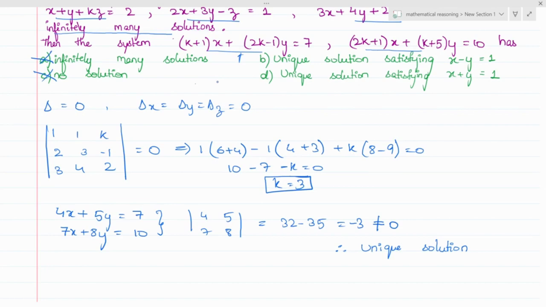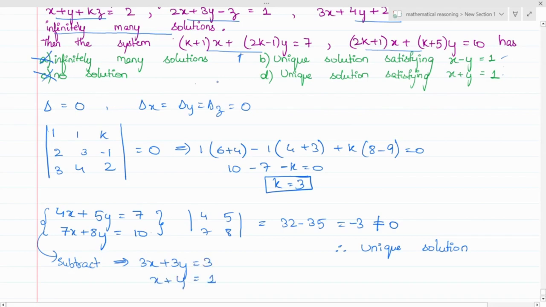So you have both 50-50 chances for this option B and option D. So we need to use these equations in such a way that it satisfies either any one of these equations. So if you subtract this 1 and 2 equation, you will get 7 minus 4, 3x, 8 minus 5, 3y, 10 minus 7, 3. This is nothing but x plus y equal to 1. So, according to this, option D is the correct answer to this question.